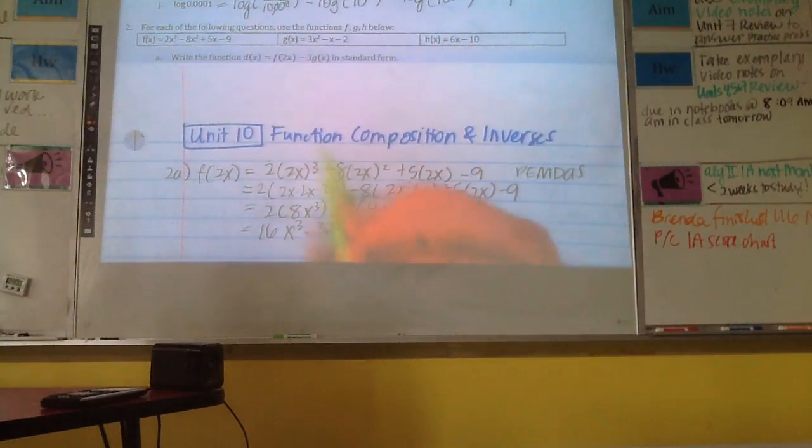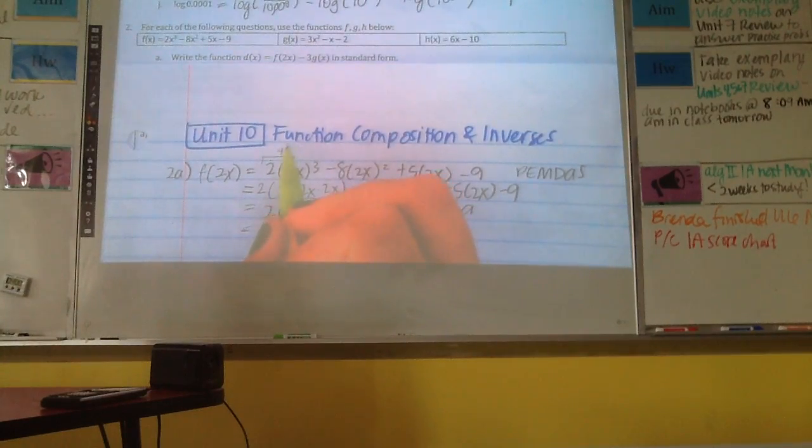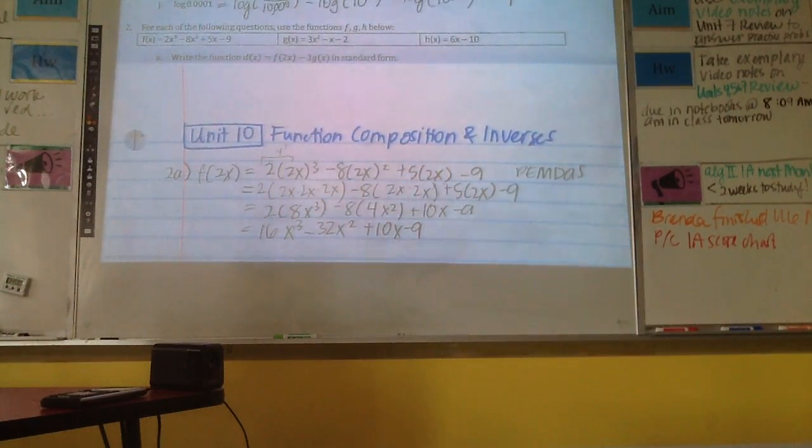Okay? If you were to have multiplied these 2's first and then cubed them, you would have gotten 4 cubed, which is 64. So be careful. Do not multiply these 2's. This 2 must be cubed first. 2 cubed is 8, then multiply by 2. Okay, this is f of 2x.